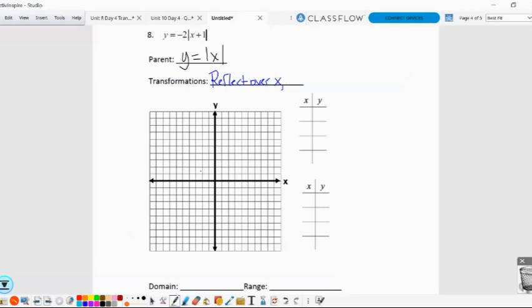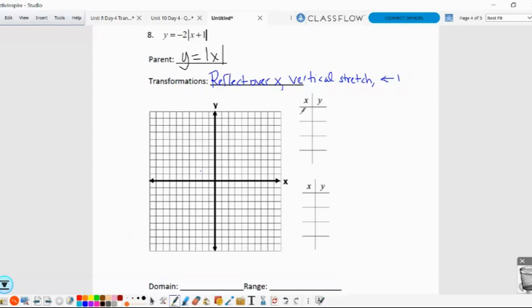And then we have a 2. That's a multiplier. It's on the outside. That's going to be a vertical stretch. And then we have +1. That's going to move our graph to the left by 1. It's grouped together with the x, so it is the opposite of what it appears to be.